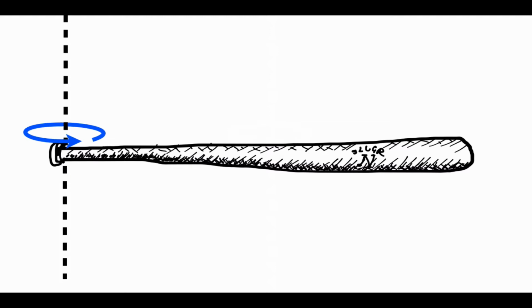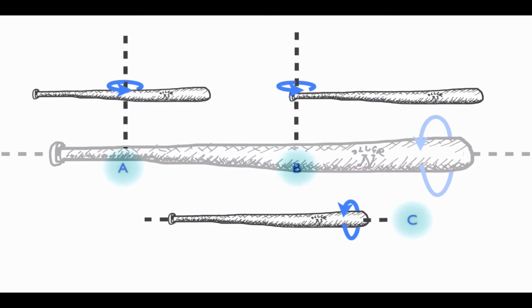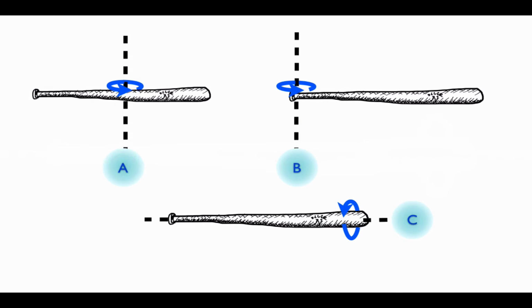Okay, one last change. Try rotating the imaginary bat around this axis. Does this take more effort? Less effort? Okay, now compare the effort required to make these three different rotations of the imaginary bat. Which one is hardest? Which one is easiest? If you need to think about it for a moment, pause the video now.